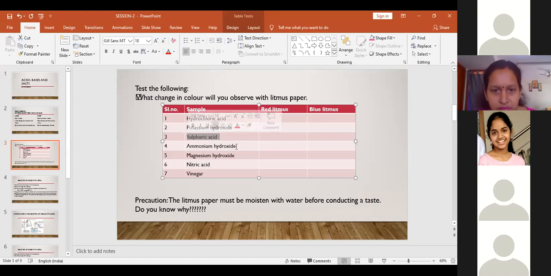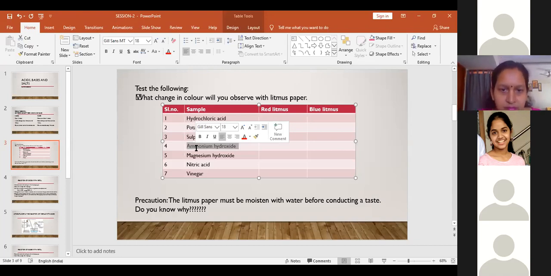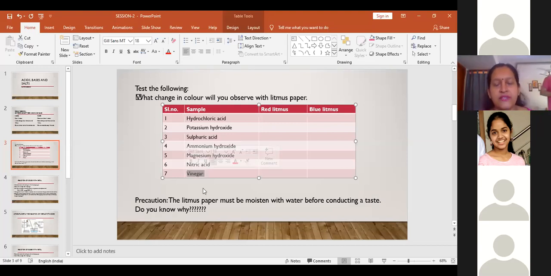Good. Ammonium hydroxide. Dishita, can you tell what will be the change? Yes, ma'am. For ammonium hydroxide, red litmus paper will turn blue and blue litmus paper will remain the same. Magnesium hydroxide and nitric acid are quite easily identified from the name itself. I'll directly go to the last ingredient written over here, that is vinegar. Can Jyotsna tell what change we can observe in the case of vinegar? Ma'am, red litmus paper stays the same, and blue litmus paper turns red.